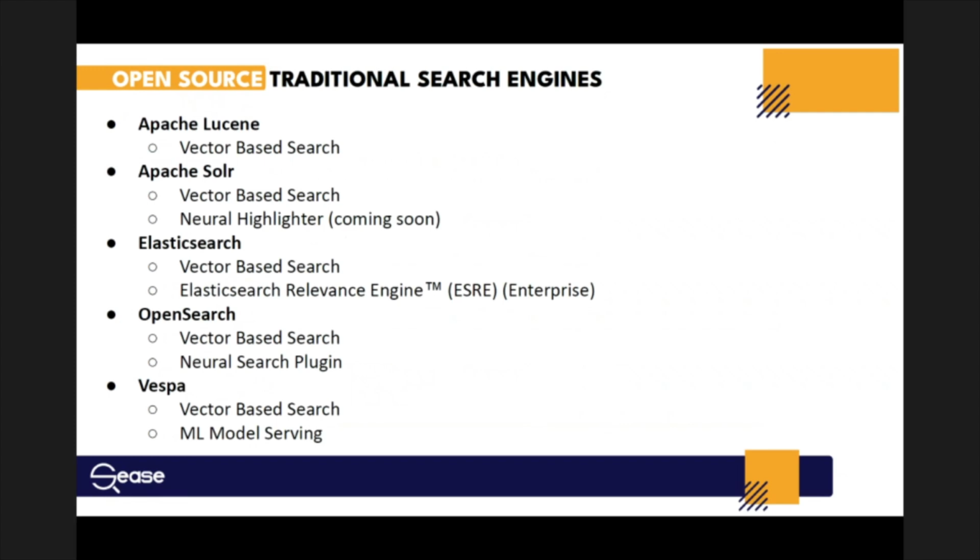Elasticsearch implements vector-based search, and it also recently released, for the enterprise version of Elasticsearch, the Elasticsearch Relevance Engine, which uses sparse learned retrieval and also some support for large language modeling to do mostly neural search. The same for OpenSearch, which recently also released some additional integration for doing retrieval augmented generation, and also Vespa, which is a search engine from Yahoo.